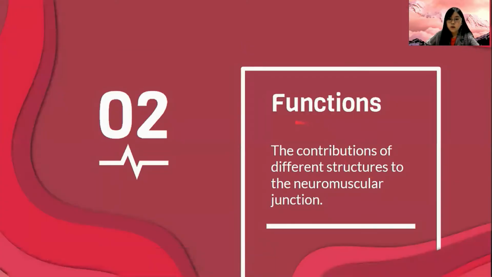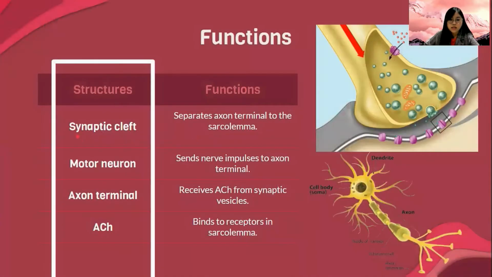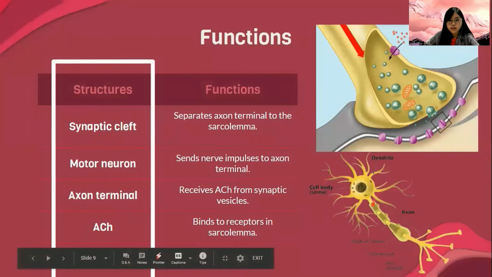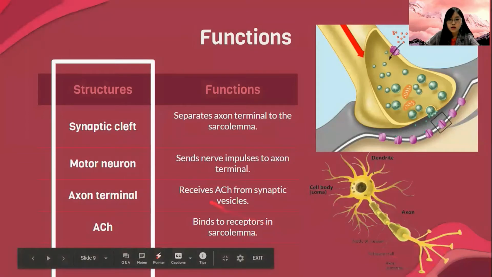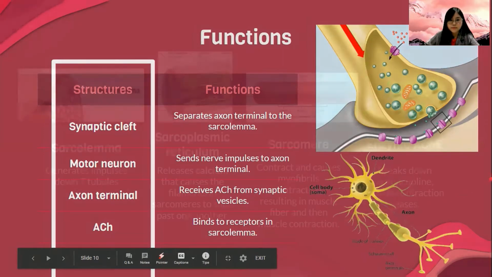Okay, next, we will proceed to the functions to know more about how they work. So the synaptic cleft is actually this region over here. It separates the axon terminal from the sarcolemma. Next one is the motor neuron, which is this thing over here. It sends the nerve impulse to the axon terminal. And the axon terminal, the bud over here, receives ACh from synaptic vesicles. While the acetylcholine, ACh, is a neurotransmitter that binds to the receptor in the sarcolemma.